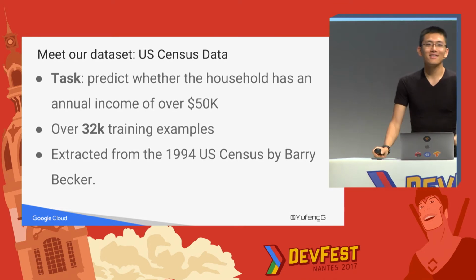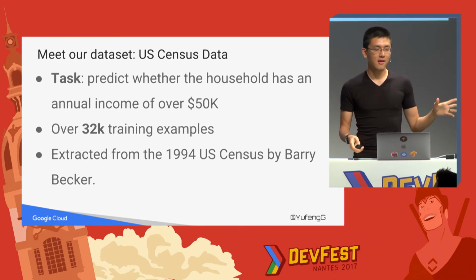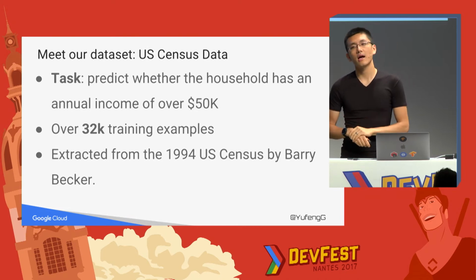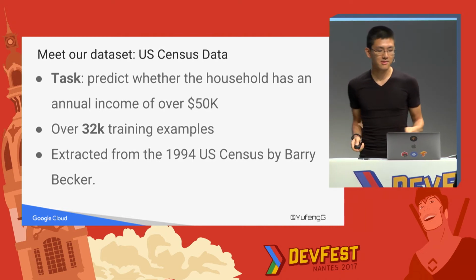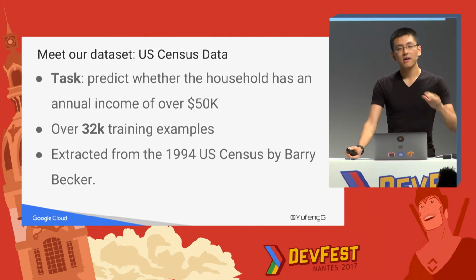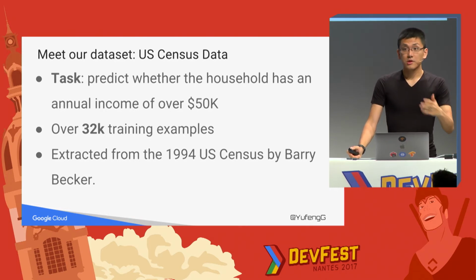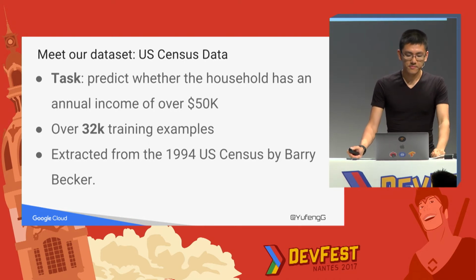And this was from the 1994 census. We got about 32,000 training samples and about 16,000 in the evaluation set to verify ourselves. And the task is to predict whether or not a given household has an income of over 50,000, in this case, dollars. This is from the US census. Adjusted for inflation and all that stuff, right? 1994. And so 0 or 1, 0 for under 50K and 1 for over 50,000.